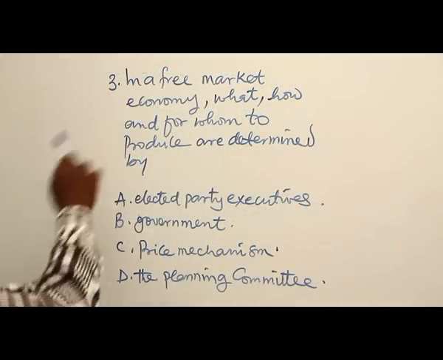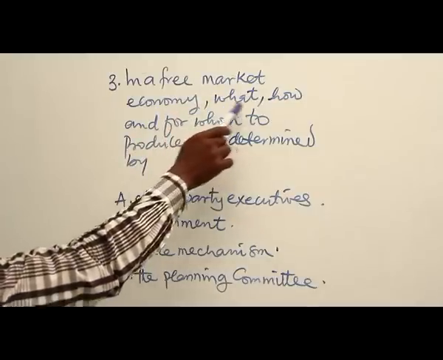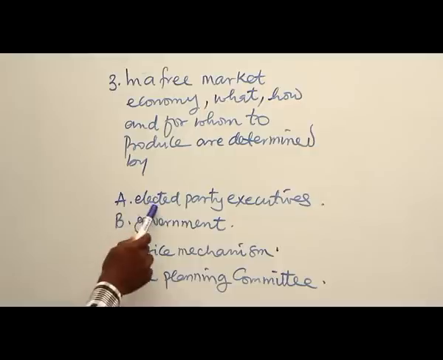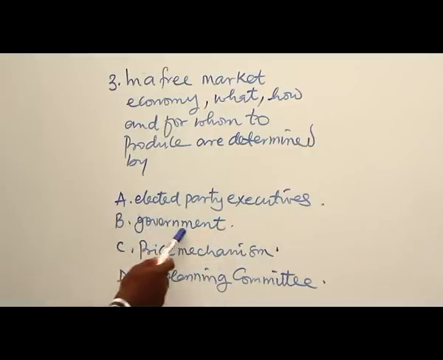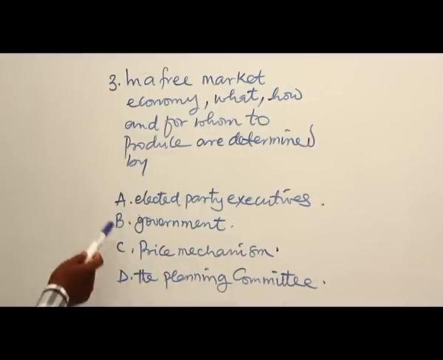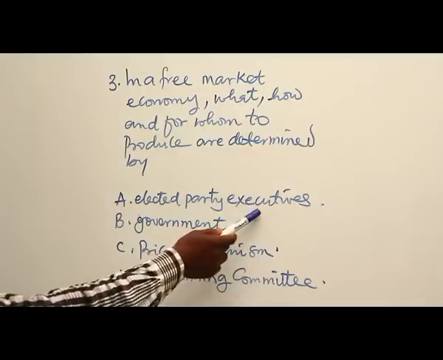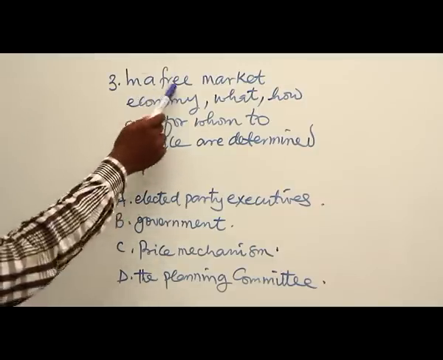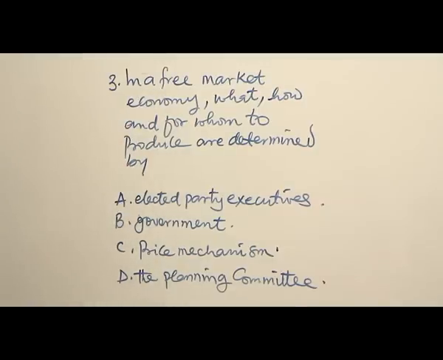Question number 3. In a free market economy, what, how, and for whom to produce are determined by A. Elected party executives, B. The government, C. Price mechanism, D. The planning committee. Now, option A, elected party executives are not the ones that decide what to produce, how to produce, and for whom to produce in a capitalist economy, which is a free market economy. So option A is not correct.